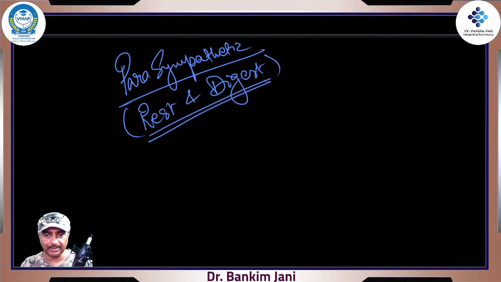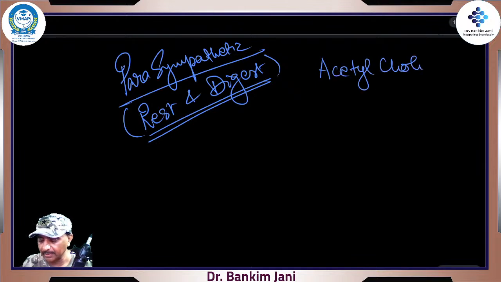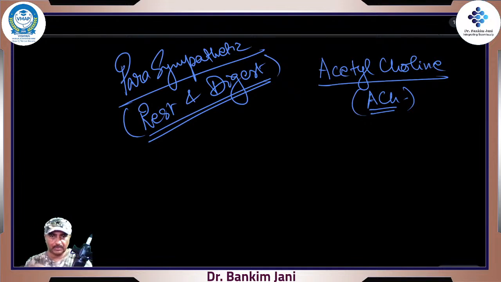Now the parasympathetic system is very calm, cool, cold. For this, the neurotransmitter is called acetylcholine. From now onwards, we'll write it like this: every time we will not write acetylcholine, it is ACH. ACH is parasympathetic. When it is parasympathetic, that means there will be parasympathetic receptors.